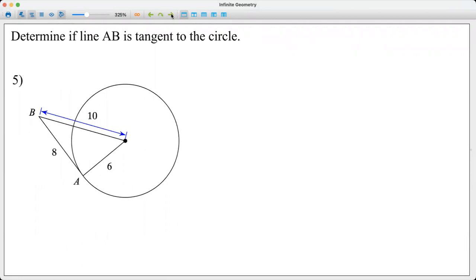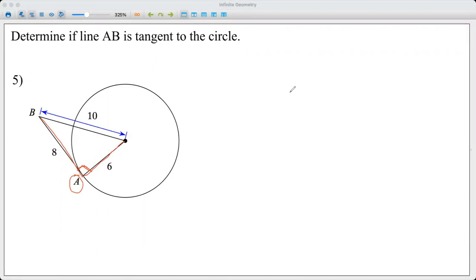All right, so question number 5, a new topic. It says determine if line AB is tangent. So let's see, what theorem do we have for a line that's tangent to a circle? If a line or segment is tangent, with the point of tangency here being point A, then at the point of tangency, if you connect that point to the radius or diameter, you must form a right angle, 90 degrees. Therefore, the triangle right here, if it is in fact tangent, will be a right triangle. If it's a right triangle, then a squared plus b squared will equal c squared.